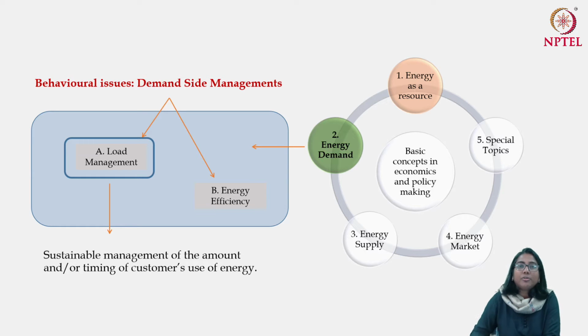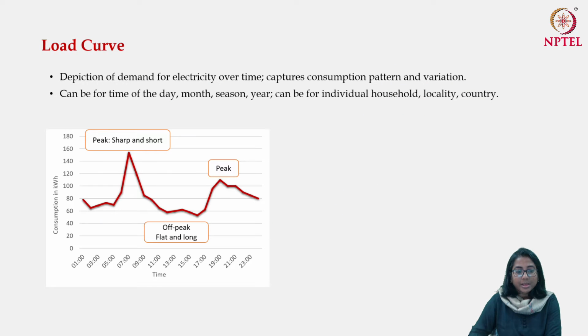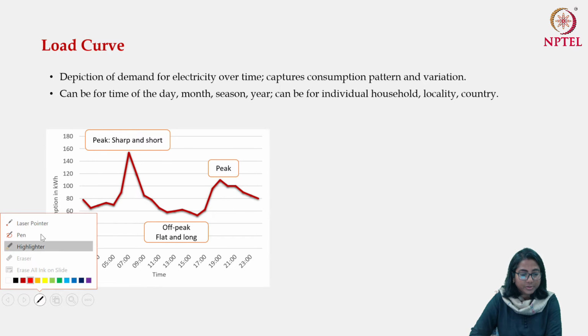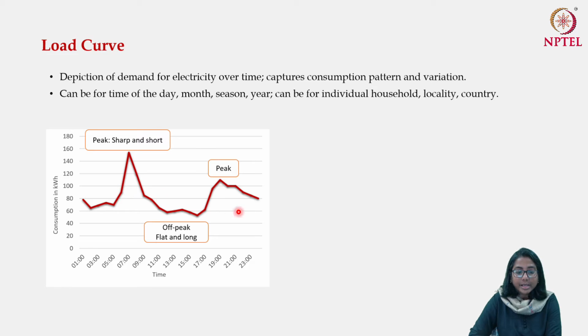In the last lecture, you were already introduced to the concept of the load curve, and today we'll take a tour to understand in detail what load curve actually means. Let us start with the concept of load curve. This red line that you can see here tells you, at every point of time, at every hour, what is the total consumption of electricity of a particular household. So basically, a load curve is a depiction of the demand for electricity over a period of time, and it captures the consumption pattern, the amount as well as the variation of electricity consumption.